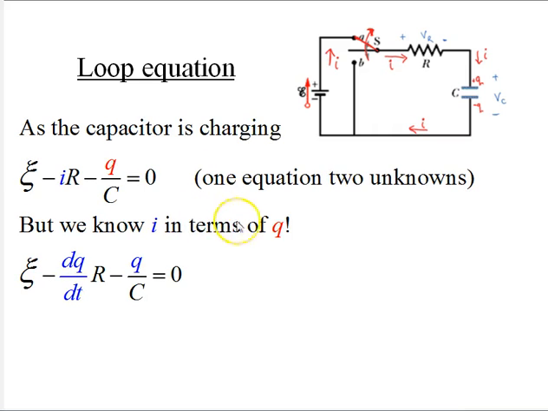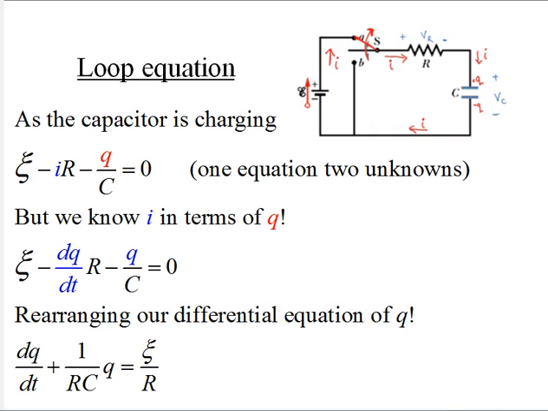But we do know I in terms of Q. We have our relationship that I, our current, is equal to the rate that charge is changing with time. So we have a first order linear differential equation that we can rearrange in terms of Q: we have our dQ/dt plus our 1 over RC times Q is equal to something that's not in terms of the charge, our EMF divided by the resistance.